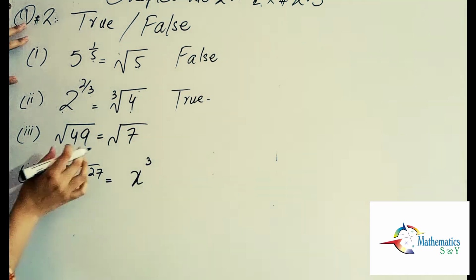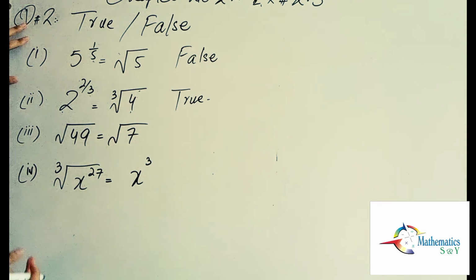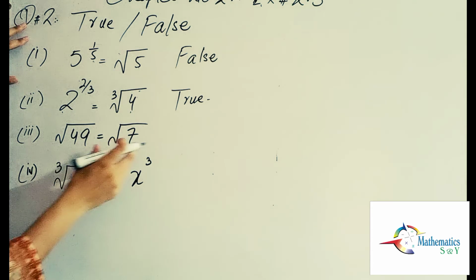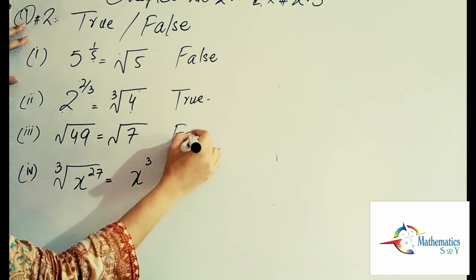And the next one, the square root of 49 equals the square root of 7. We'll take the square root of 49, that is equal to 7, not the square root of 7. So this will be false.